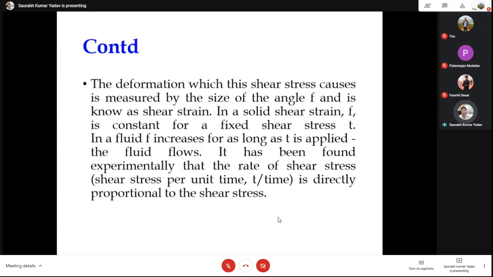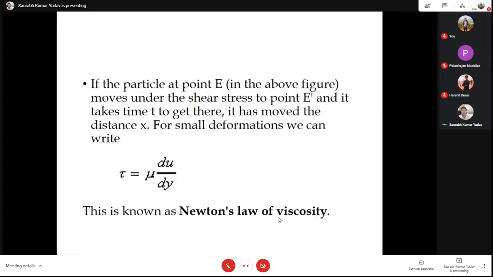The deformation which this shear stress causes is measured by the size of the angle phi and is known as shear strain. In a solid, shear strain phi is constant for a fixed shear stress. In a fluid, phi increases for as long as the stress is applied. The fluid flows. It has been found experimentally that the rate of shear strain, that is shear strain per unit time, is directly proportional to the shear stress. If the particle at point E in the above figure moves under the shear stress to point E dash, and it takes time t to get there, it has moved the distance x. We can write that tau equals the shear strain rate times a constant. This is called the fundamental Newton's law of viscosity.